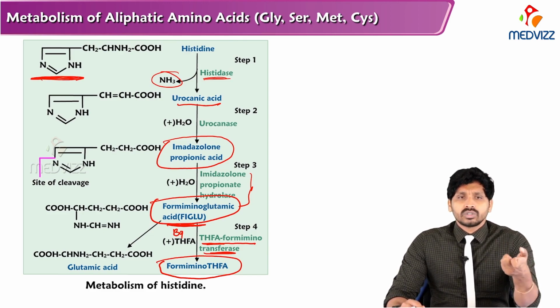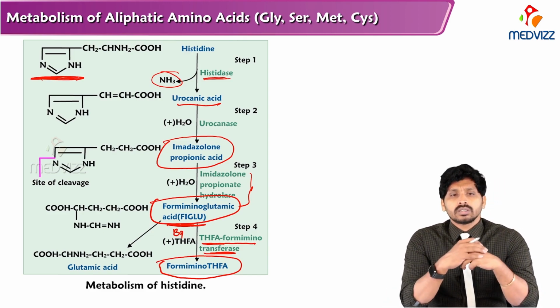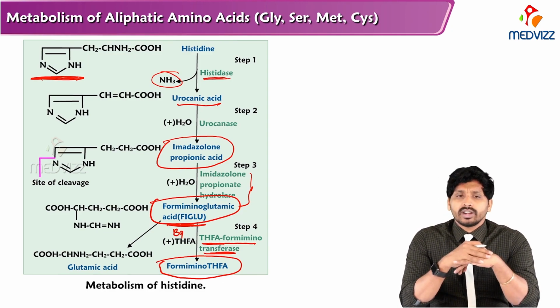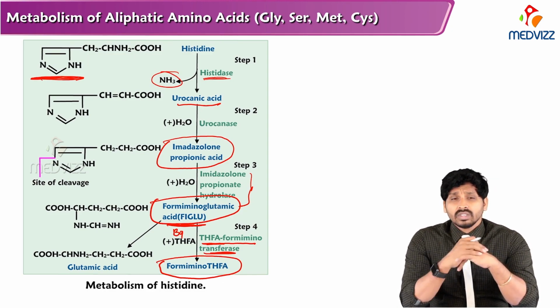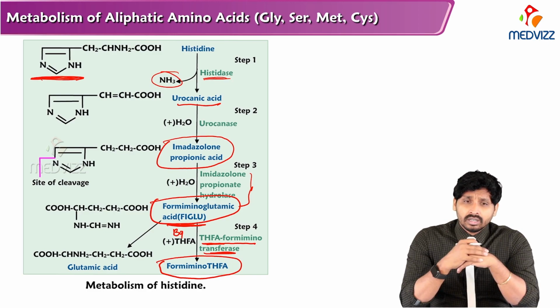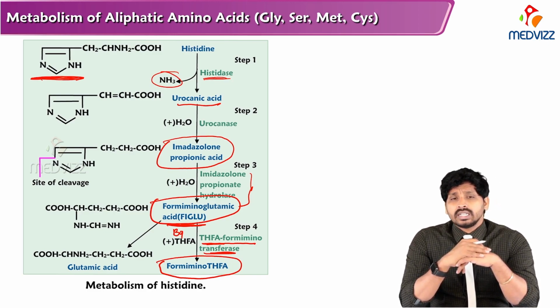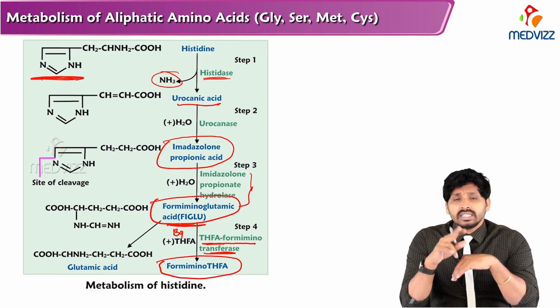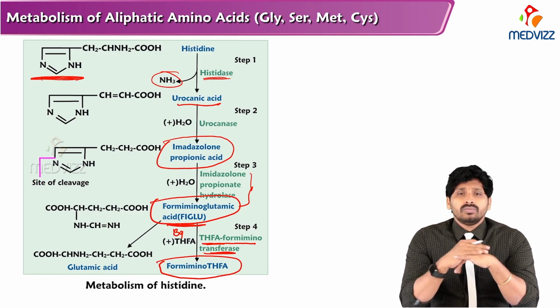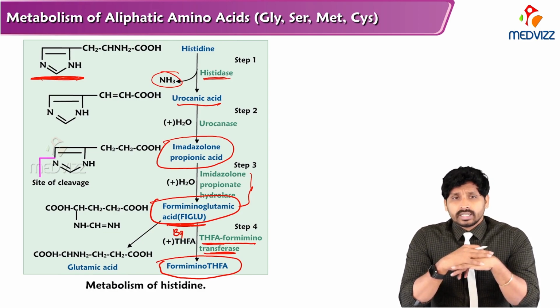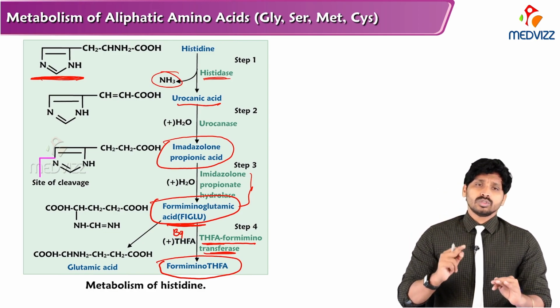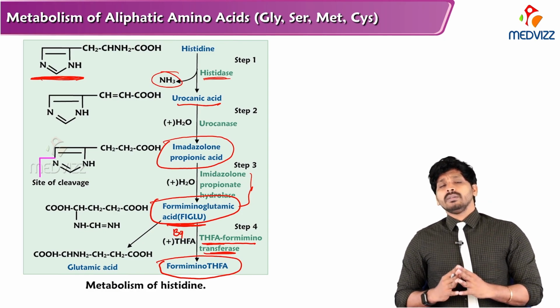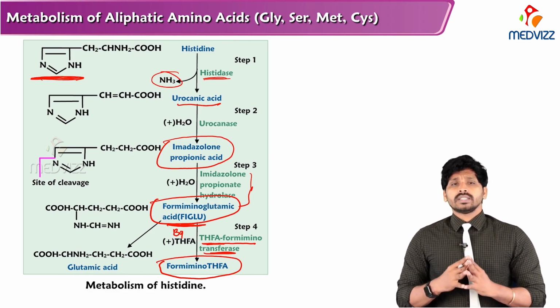You have to give histidine, and if there is formation of formimino-tetrahydrofolate, it is fine. If there are excess amounts of formiminoglutamate, FIGLU, in your urine, then you can say that there is a defect, that is, B9 deficiency. This is how they will solve it. That is called the histidine load test. The histidine load test is useful in diagnosing B9 deficiency or folic acid deficiency.